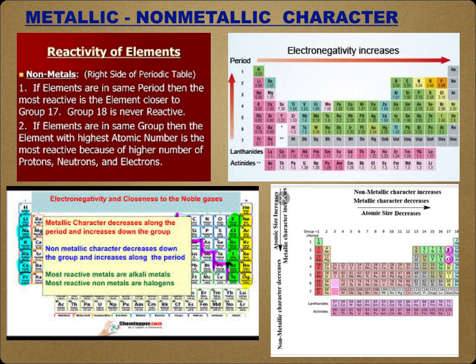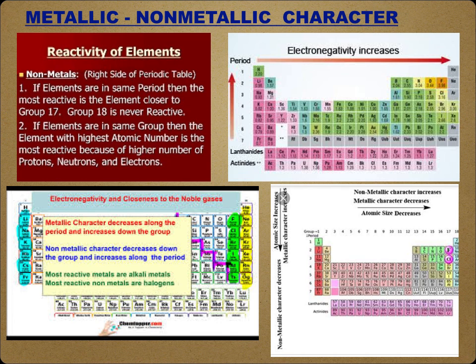While going down a group, a new shell gets added, resulting in an increase in the distance between the nucleus and the valence electrons. This results in lowering the effective nuclear charge and thereby lowering the attractive force on the valence electron. As a result of this, the tendency of the atom to lose electrons increases. The metallic character of an atom is its tendency to lose electrons. Therefore, the following trend is observed, that the metallic character of elements increases while going down the group.